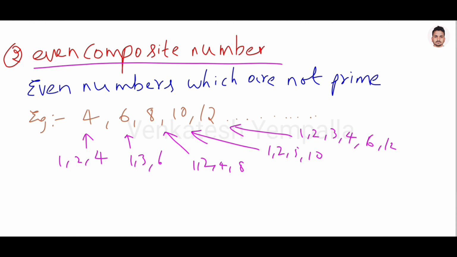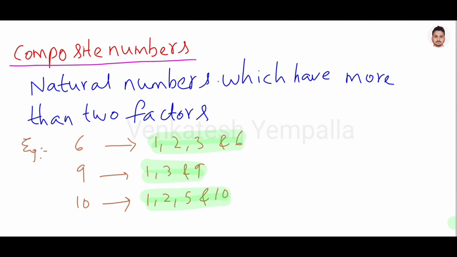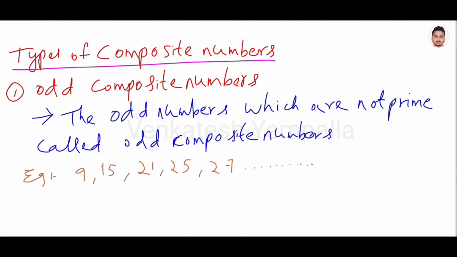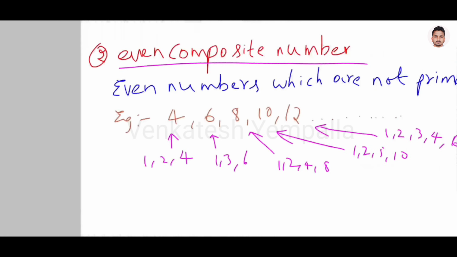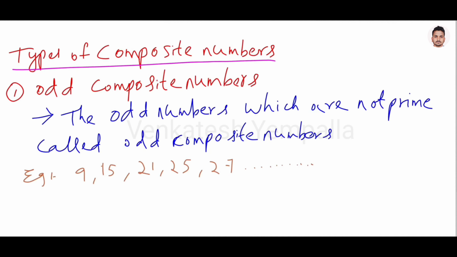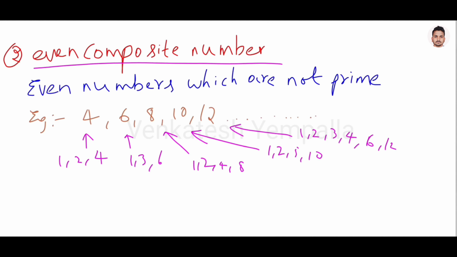I will explain one more time. What are composite numbers? Natural numbers which have more than two factors. We have seen 6, 9 and 10 as examples. We have seen the types of composite numbers. What are those? First is odd composite numbers and second is even composite numbers. Odd numbers which are not prime come under odd composite numbers. Examples: 9, 15, 21, 25 and so on. Even composite numbers are the even numbers which are not prime. Examples: 4, 6, 8, 10 and so on.